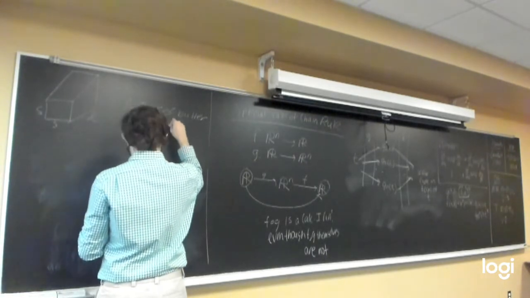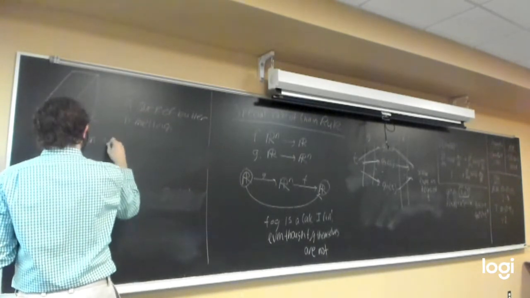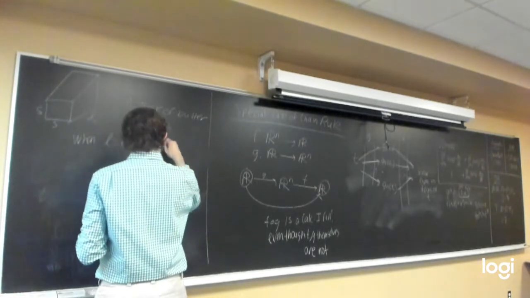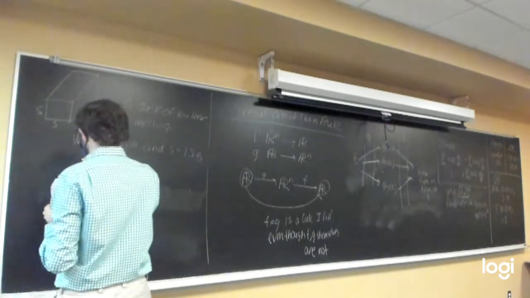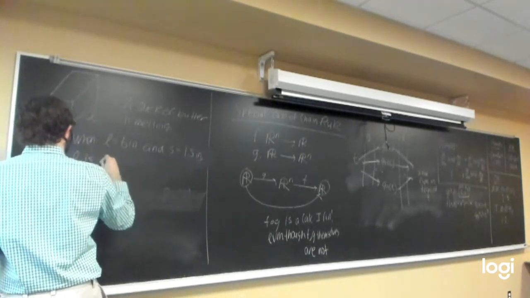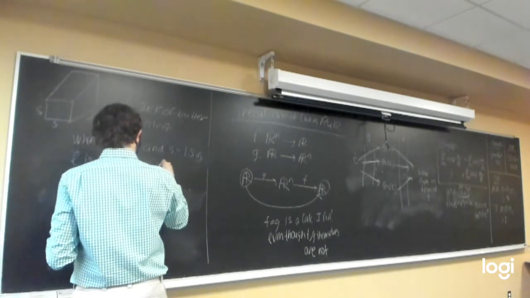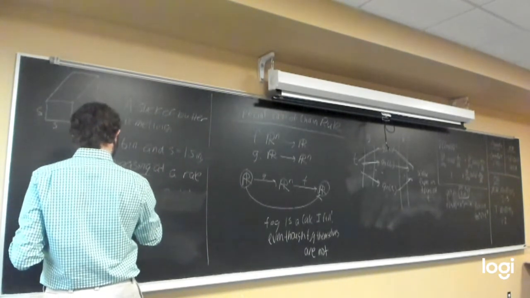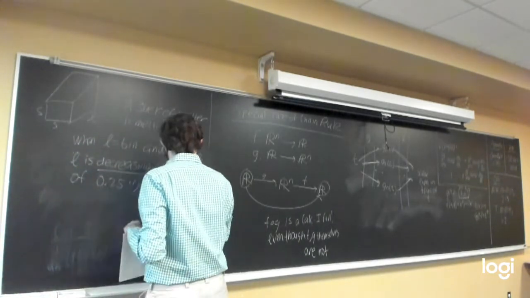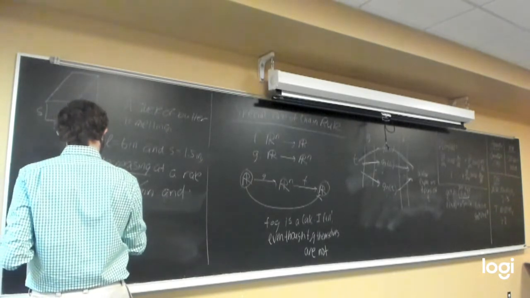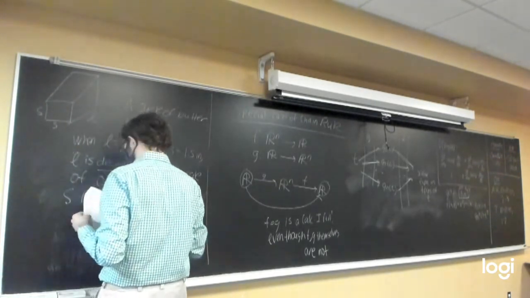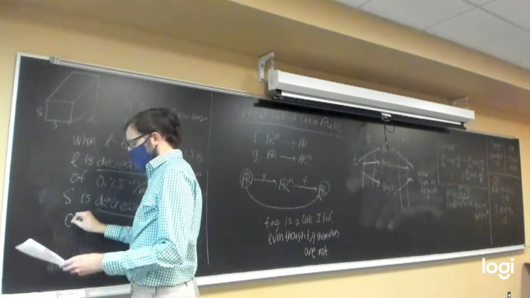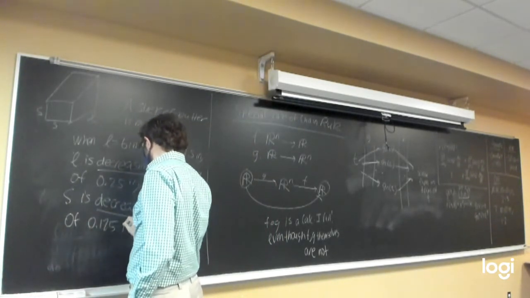And what we know about the stick of butter that's melting is when L is equal to 6 inches and S is equal to 1.5 inches, L is going to be decreasing at a rate of 0.25 inches per minute, and S is going to be decreasing at a rate of 0.125 inches per minute.